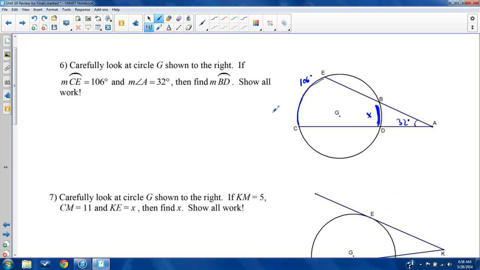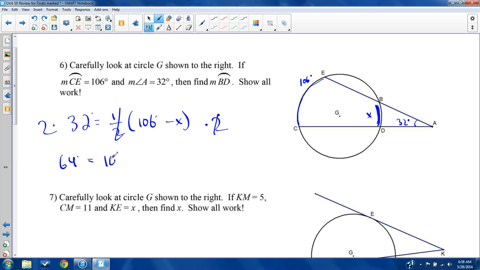So I'm going to call this X. So my angle measure equals half the measure. They put over 2. I'm just going to put half. Half the measure of 106 minus our unknown arc X. Multiply both sides by 2. That'll cancel out my 1/2 here. So 1/2 times 2 is 1. And 2 times 32 is 64. So 64 degrees equals 106 degrees minus X degrees.